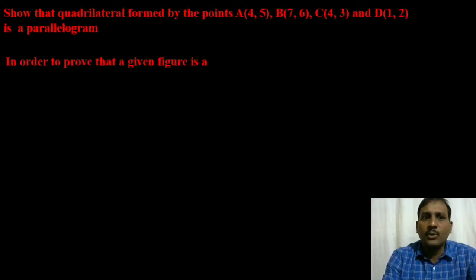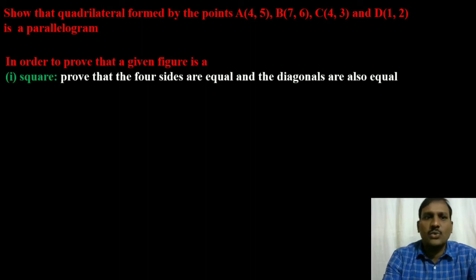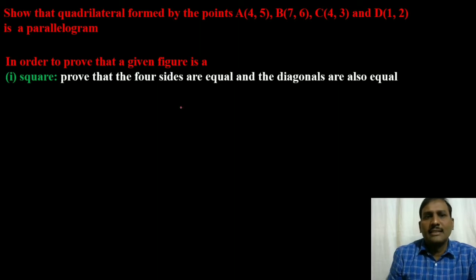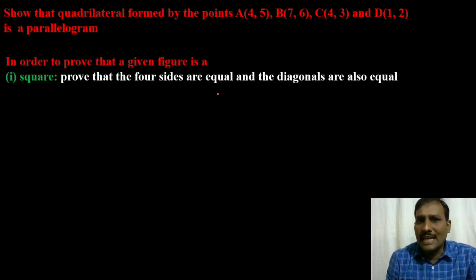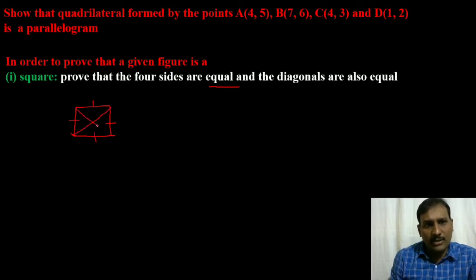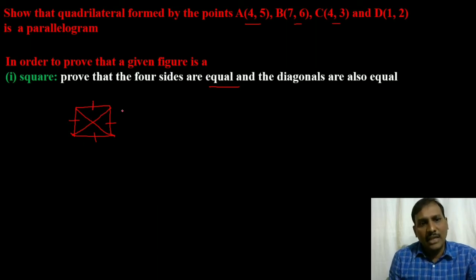So in order to prove that a given figure is a square, we have to prove that the four sides are equal and the diagonals are also equal. In a square, all sides are equal and the diagonals are also equal. So to prove that these 4 points are vertices of a square, we have to show that these 4 sides are equal and the diagonals are also equal.